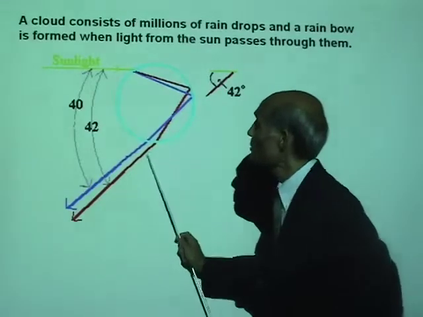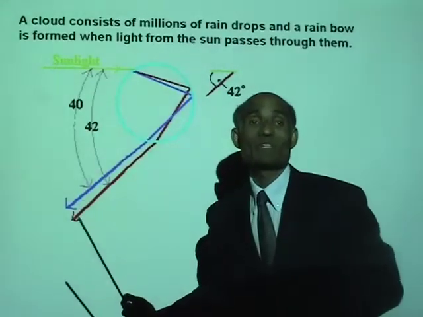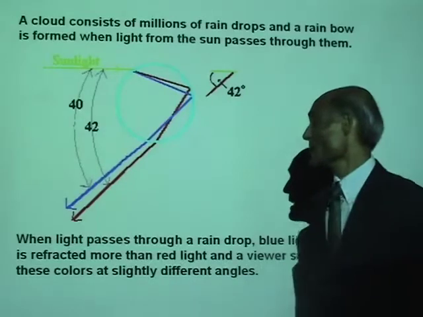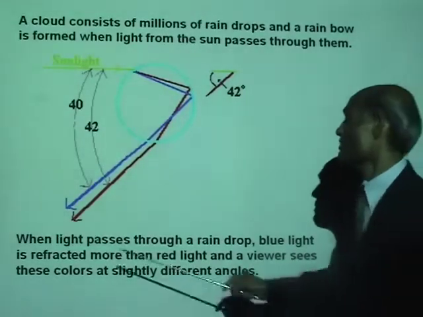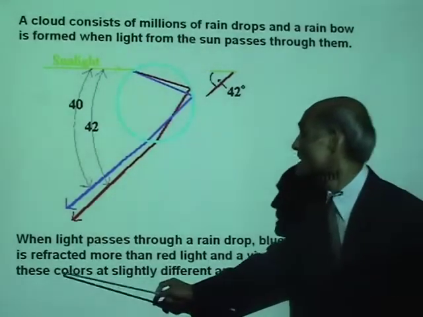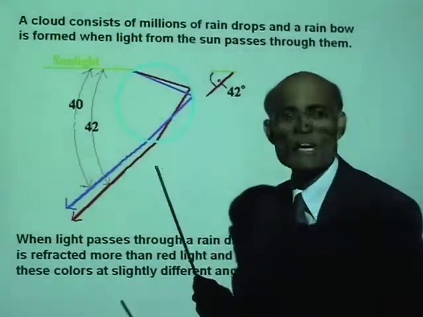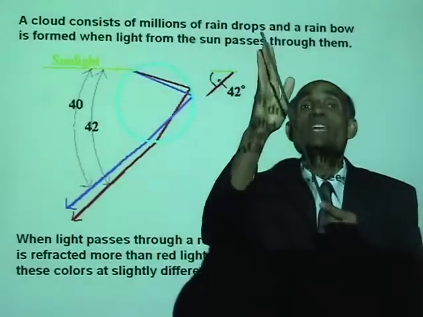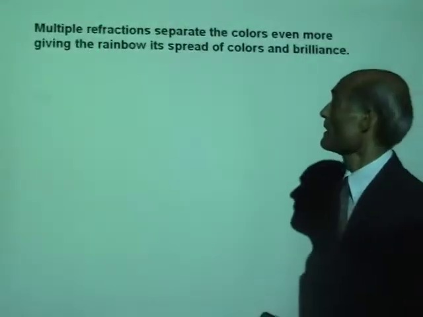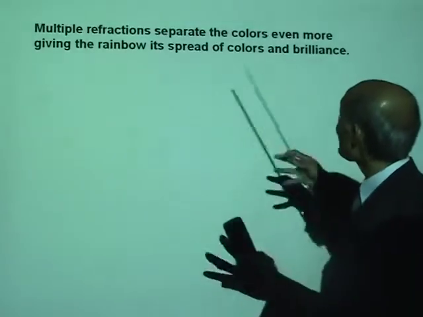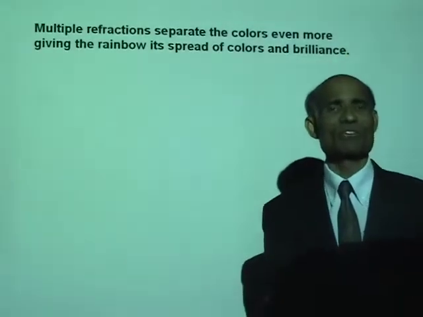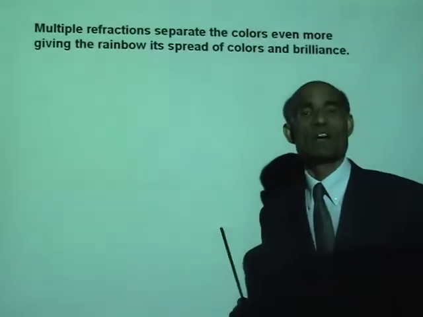So, you see the rainbow with red below and blue at the top. And in between, there will be other colors as well. So, when light passes through a raindrop, blue light is refracted more than red light. And the viewers see these colors at slightly different angles. Each color will be seen at slightly different angles, and that's the reason why you see the rainbow. Now, multiple refractions separate the colors even more, giving the rainbow its spread of colors and brilliance. That's a beautiful sight in nature.